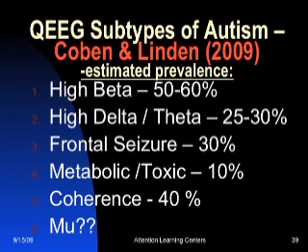I call these the really hyperactive autistic kids. These are the kids who run around. They're 5 times as hyperactive as an ADHD child.